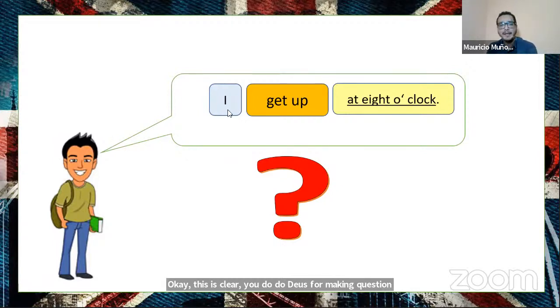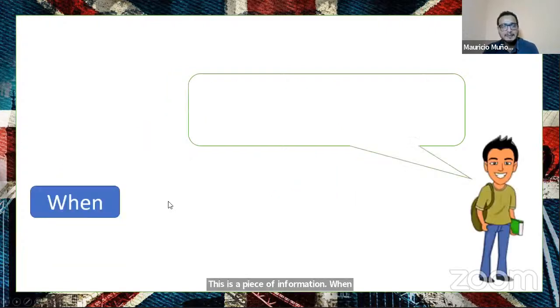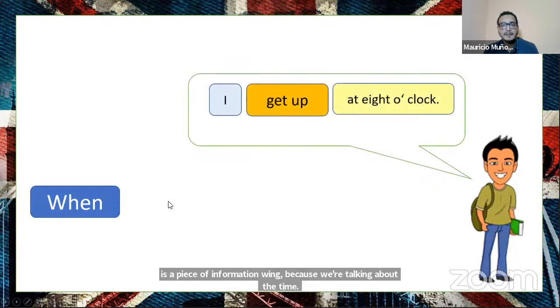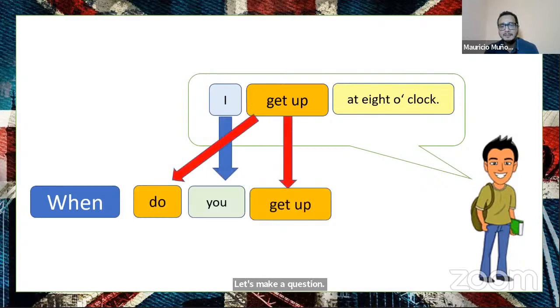Over here we have an affirmative sentence. I get up at 8 o'clock. Now, take a look. This is a piece of information: when? Because we're talking about the time. Let's make the question. When? You see? When means cuando.